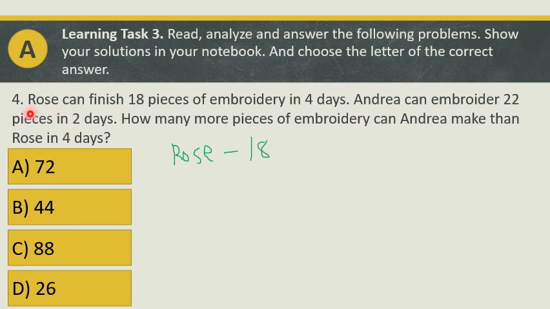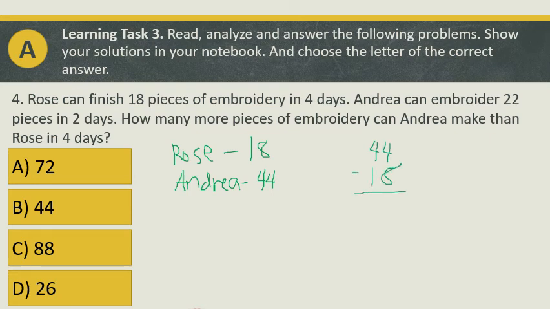4 days yung tinatanong. So, kunin natin kung ilang pag 4 days. Kung 22 sa 2 days, dodoblehin lang natin kasi 4 days, doble lang yung 2 days. So, 22 plus 22 is 44. So, si Andrea ay nakakagawa ng 44 pieces of embroidery. So, ngayon, how many more? So, ito ay subtraction. Subtract daw natin yung kay Andrea kay Rose. So, yung kay Andrea ay 44 minus 18.